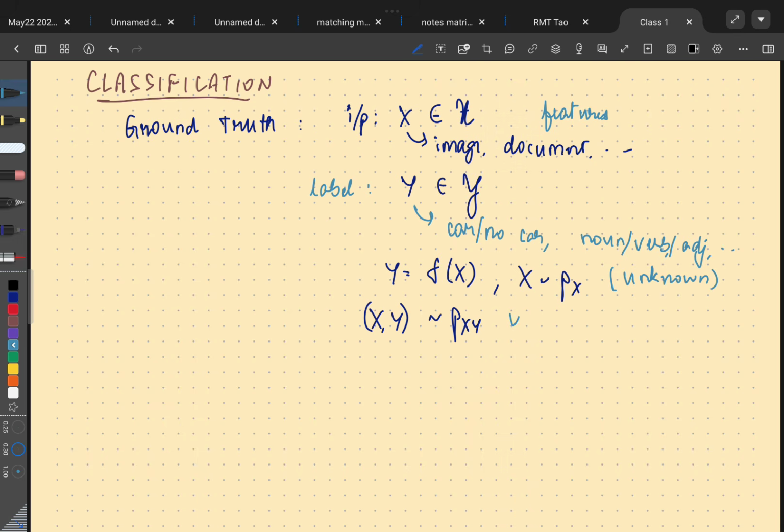Or more generally, X and Y are jointly distributed according to some distribution Pxy, which is unknown. Note that this subsumes the first case, which is a special case of the second one, because you could just define this joint distribution to be Px times Py given x, and this Py given x could be 1 if y is equal to f of x and 0 otherwise. That would contain this particular case. All right, hopefully that's okay.